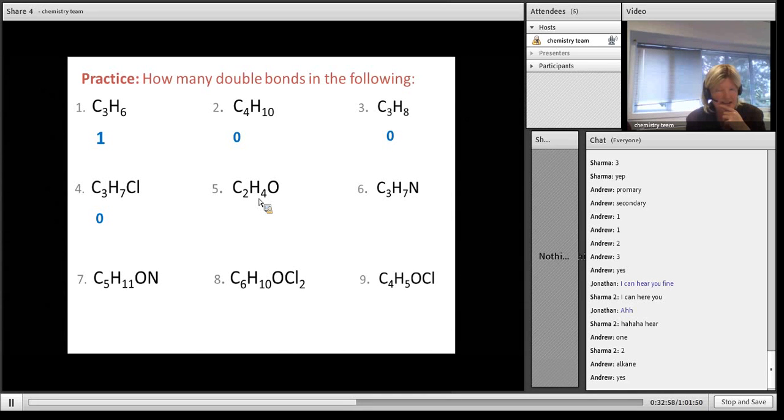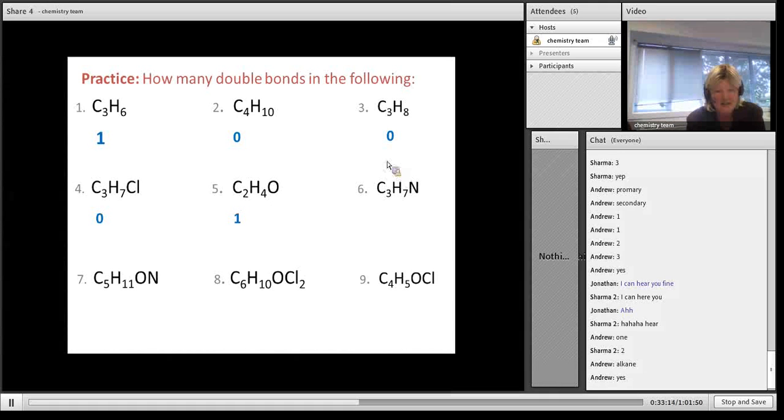No? Okay. It follows the CnH2n formula because 4 is double 2. So 2 times 2 is 4. So C2H4 is CnH2n. Remember I said ignore the oxygen.